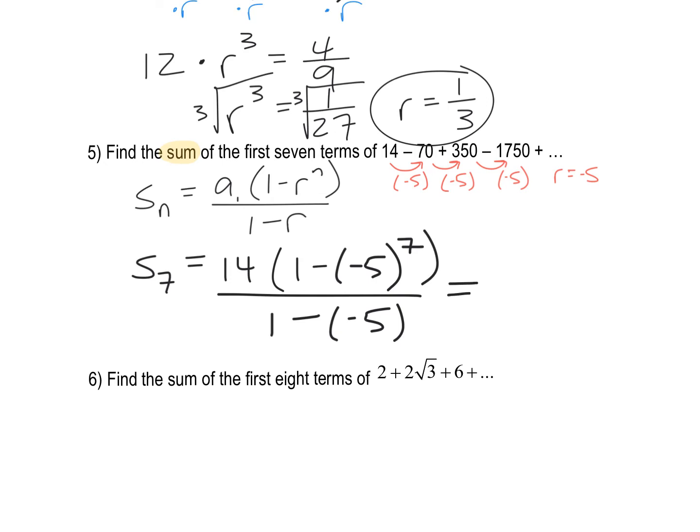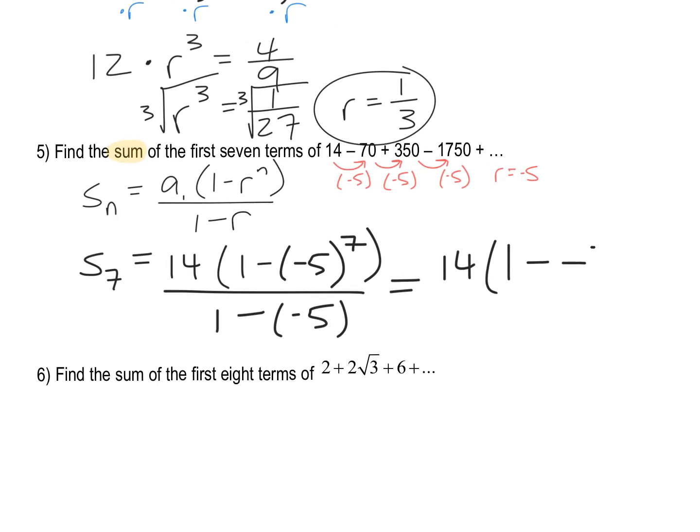I'm keeping everything the same so far. Did you know that -5 to the 7th is -78125? Since that exponent is gone, now I can do my plus positive thing, okay? 1 minus -5 gives me 6 in the denominator.